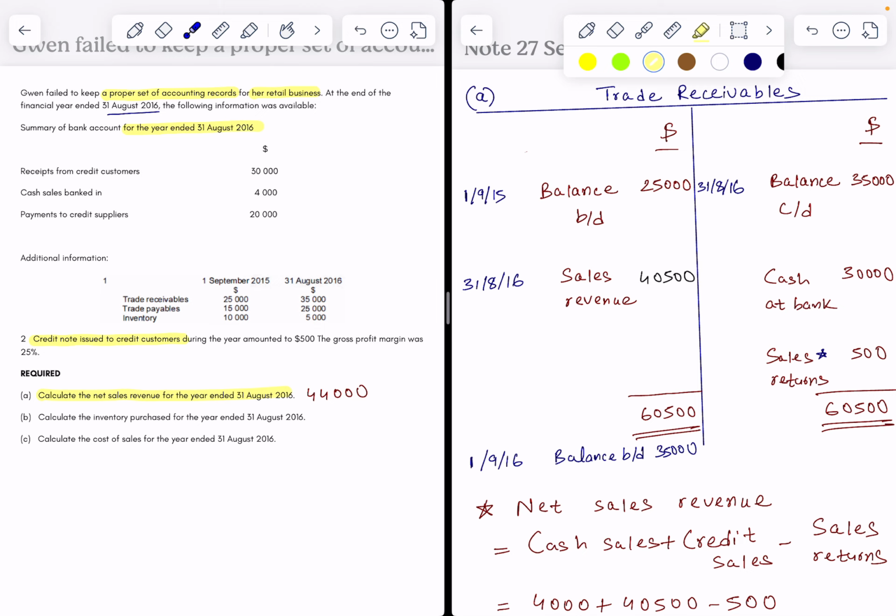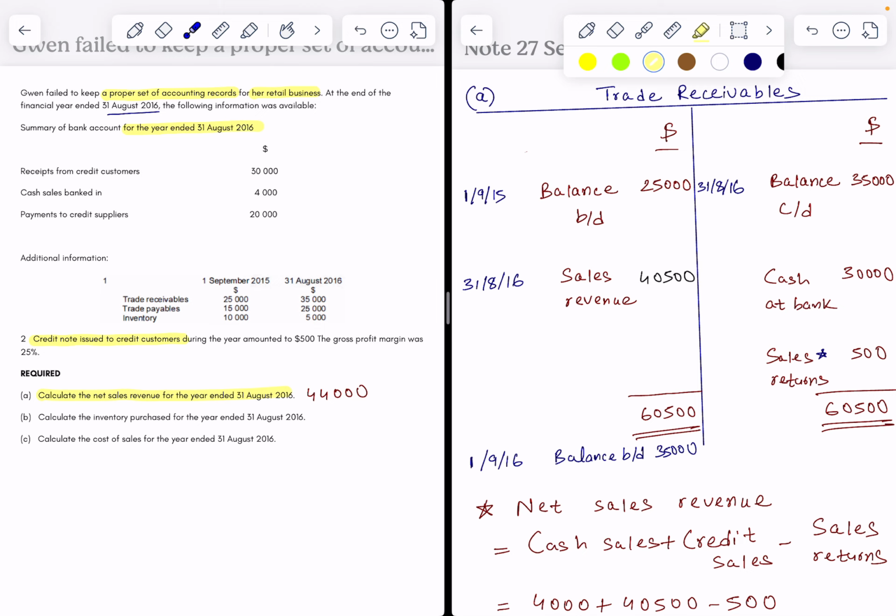We are given some additional information with regards to the opening and closing balances at the beginning of the financial year on 1 September 2015 and at the end of the financial year on 31 August 2016. We are also given the trade payables and inventory balances. You can see in the second additional information, we are given some extra information which we need to consider in solving our question. So let's answer the first question, which requires us to calculate the net sales revenue for the year ended 31 August 2016.